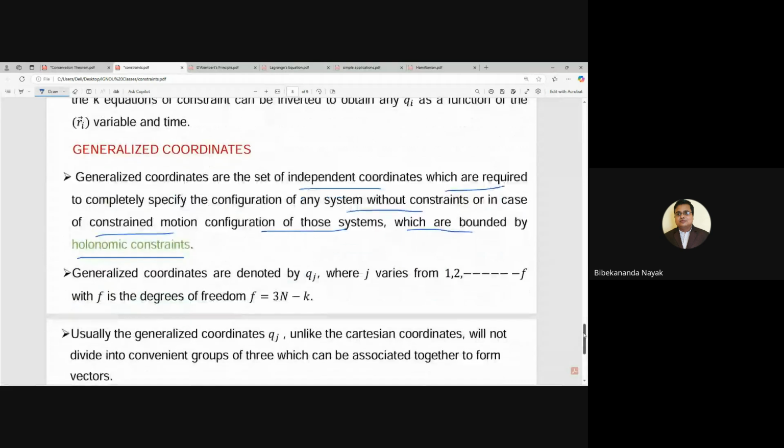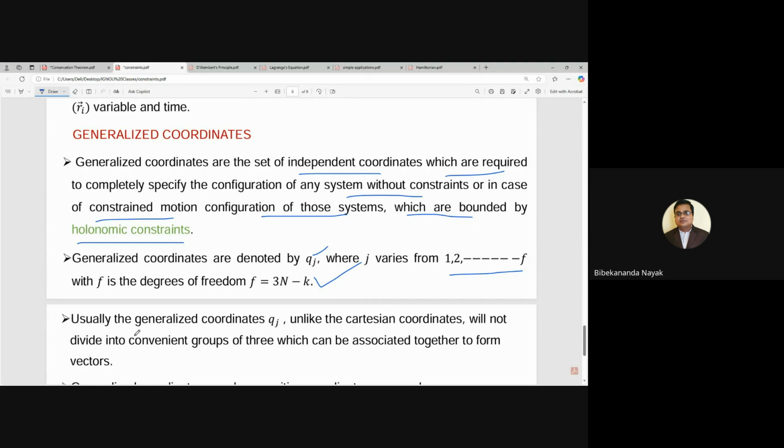So its general symbol is q sub j, where j varies from 1 to f. f means the number of degrees of freedom. If there are k constraints, the degrees of freedom are 3n minus k. The second important thing is that usually generalized coordinates qj, unlike the Cartesian coordinates, will not divide into convenient groups of 3. In Cartesian coordinates, we know that if there are 3 coordinates x, y, z, the position vector will be x i cap plus y j cap plus z k cap.